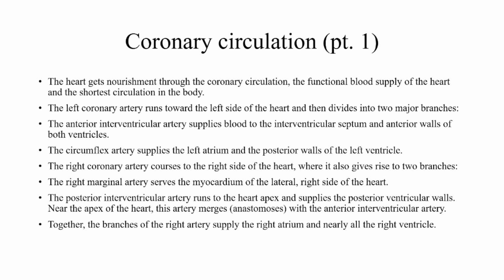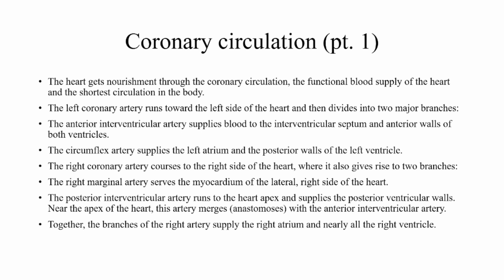Alright, so now we're going to talk about something called coronary circulation. This is how the heart gets nourishment. The coronary circulation is the functional blood supply of the heart, and it's also the shortest circulation in the body. The left coronary artery runs down the left side of the heart and then divides into 2 major branches. The anterior interventricular artery supplies blood to the interventricular septum and the anterior walls of both ventricles. The circumflex artery supplies the left atrium and the posterior walls of the left ventricle.